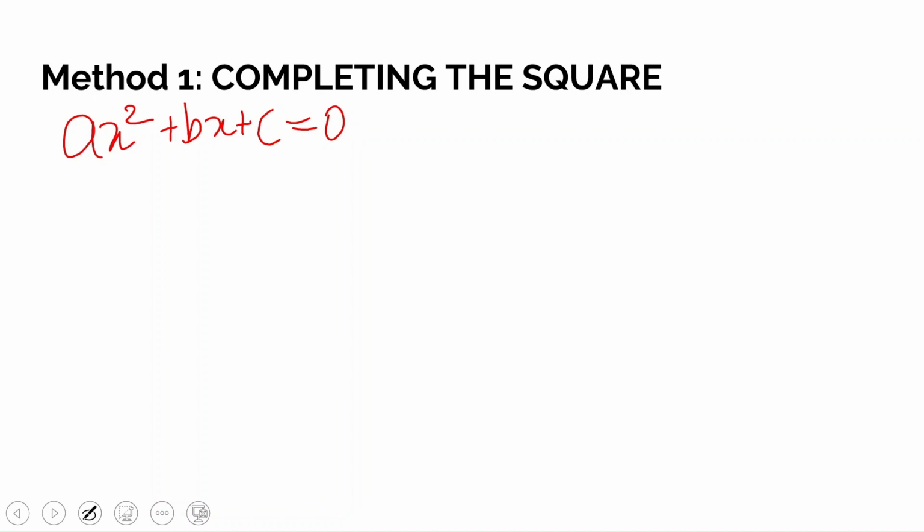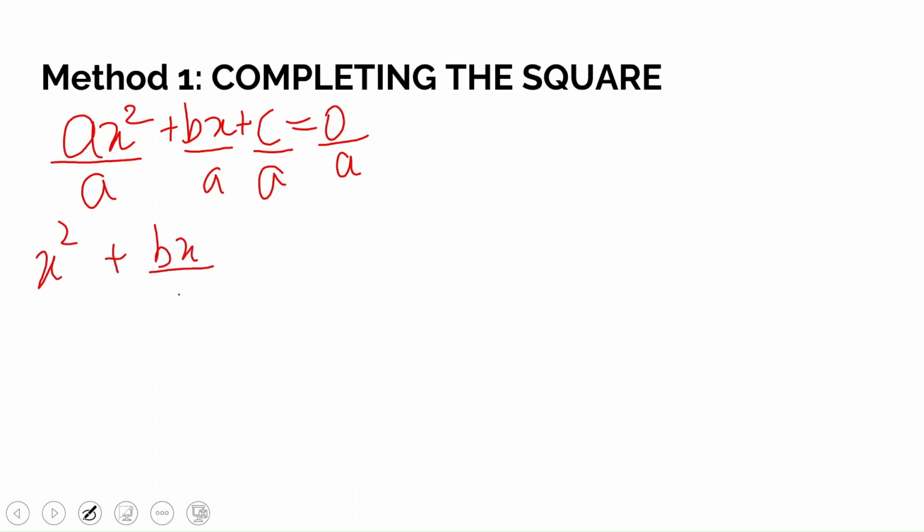For this method to work, we have to divide everything by the coefficient of x squared to basically get x squared plus something instead of 2x squared plus something. So you have to divide everything by a on the left side and on the right side, which will give us x squared plus bx by a plus c by a equal to 0. This is the first step.